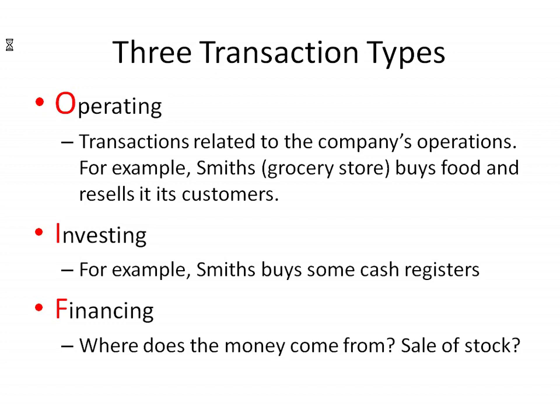The last type of transaction is financing. So how does Smith's get its money to start in business? Does it sell stock? Does it borrow money from a bank? Does it sell bonds? You think of this in terms of when you buy a car or a house. Your financing is when you take out a loan, take out a mortgage.